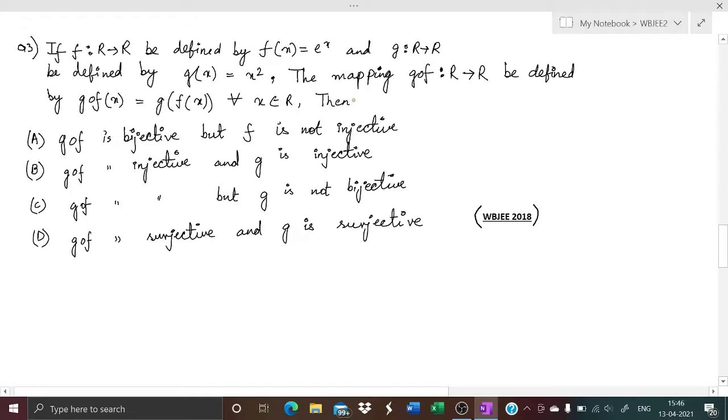Okay, so this question came in 2018 WebG. Read the question first. Important question. If f is defined as a function on the set of real numbers, and f of x is given by e to the power x, and another function g of x is defined on the set of real numbers, which is given by g of x equals x square. And one more thing, just a tip.